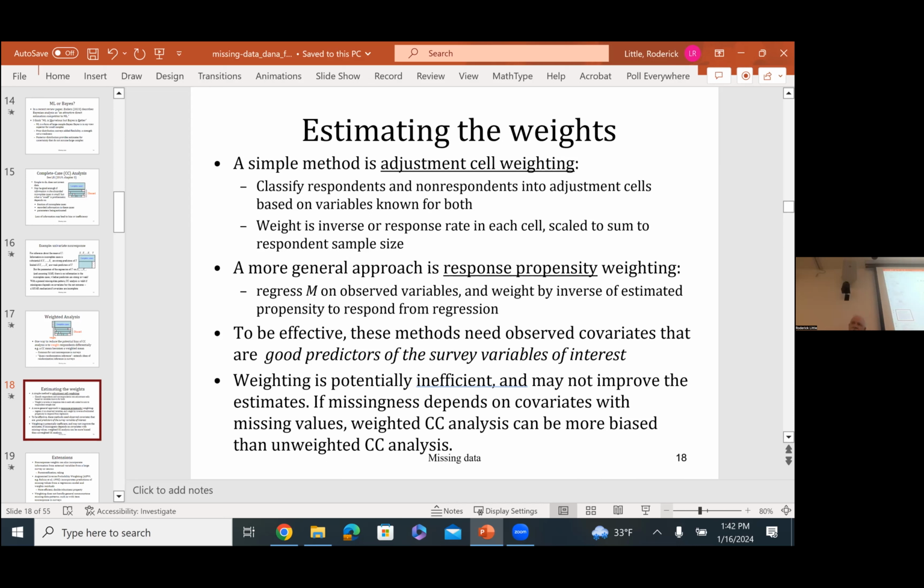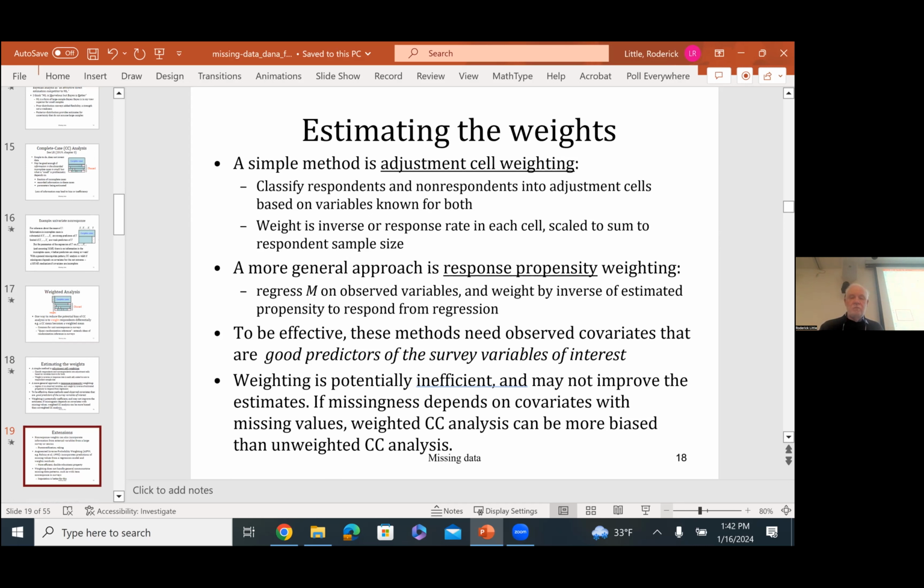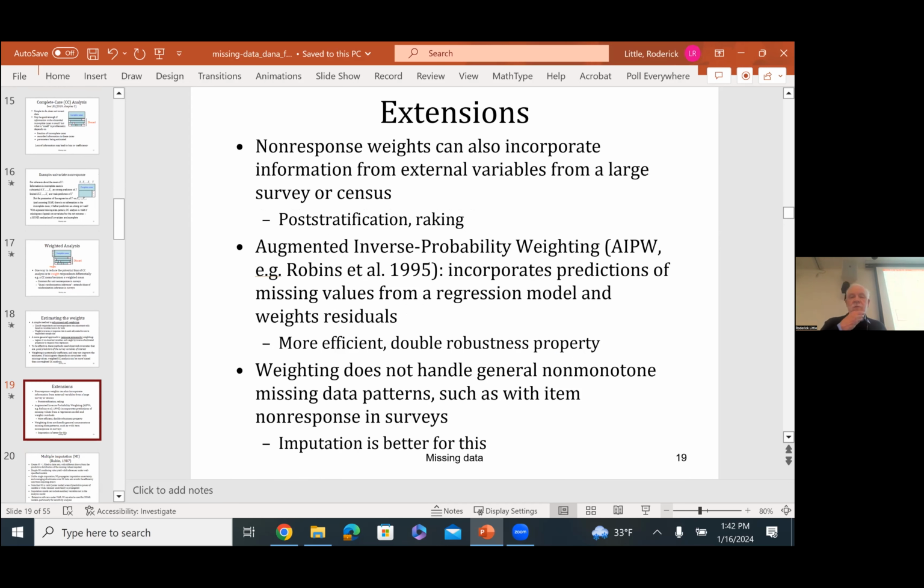Often in surveys, we just use demographic information because that's all we have, and that's not very strongly related to the things we're interested in. So I don't think the method works terribly well, but there are some situations where it might be a good thing to do. And then there are extensions.